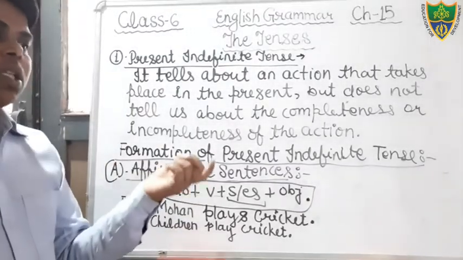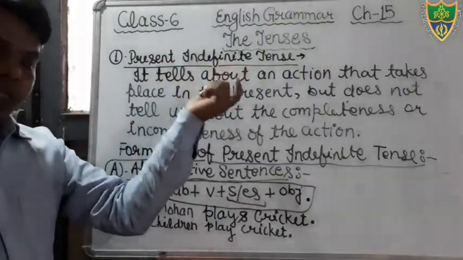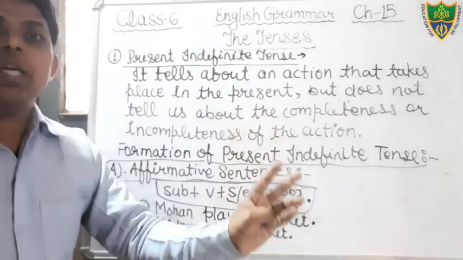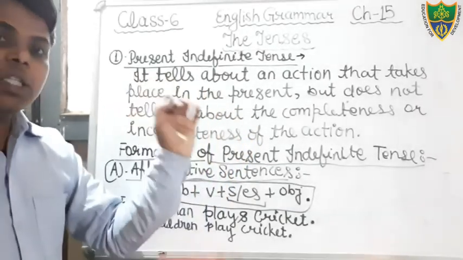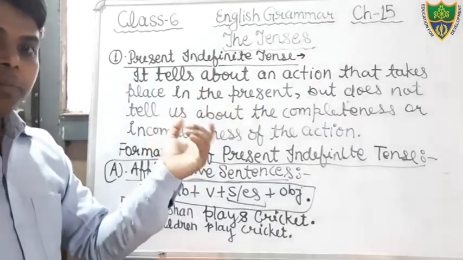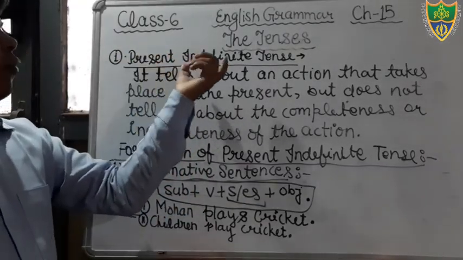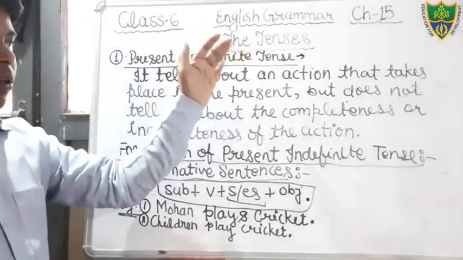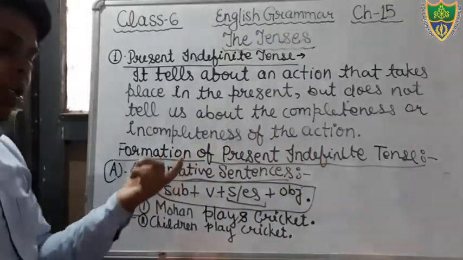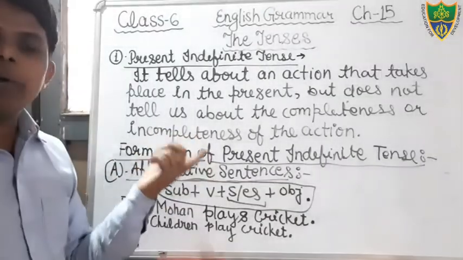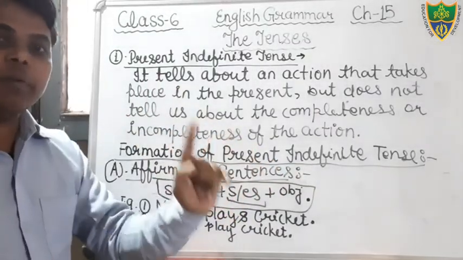Okay, students, so you write it. In the next class, we will discuss the negative and interrogative forms of present indefinite tense. Yes, students, today we have discussed what is tense and kinds of tenses, and I have told you there are three tenses: present, past and future, and each tense is also categorized into four subkinds: indefinite, continuous, perfect and perfect continuous tense. And we have discussed what is present indefinite tense, and we have also discussed the formation of present indefinite tense. In the formation, we have discussed only the affirmative formation. Negative and interrogative sentences we will discuss in the next class.